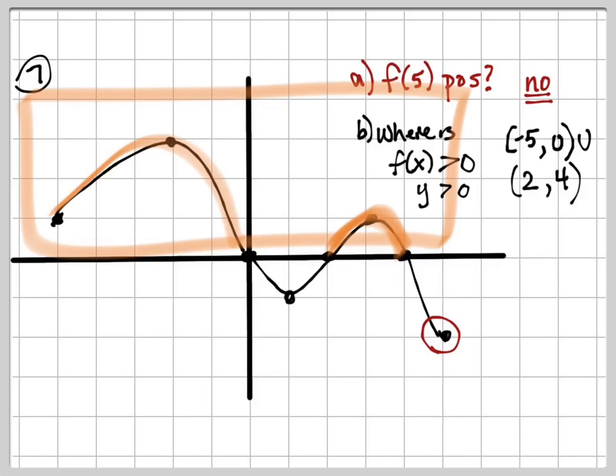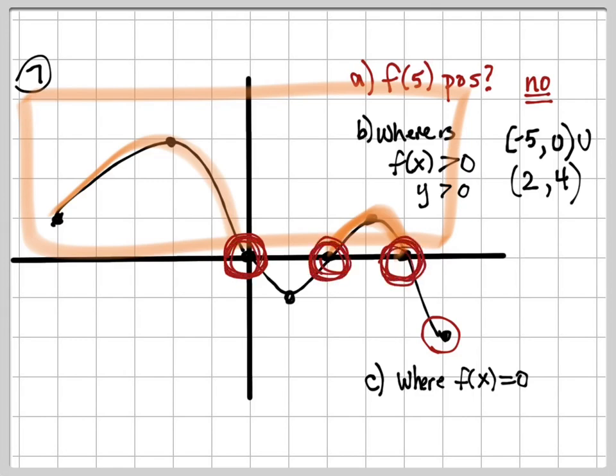And then C says the values where f of x equals 0. Okay, so f of x equals 0 are the x-intercepts right here, here, and here. And it just asks for the x values at those locations. So what would those x values be? 0, 2, and 4. On B, will those be parentheses, or do we have to put brackets on it?